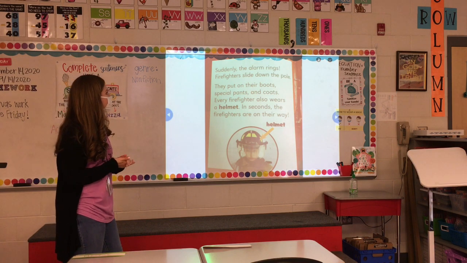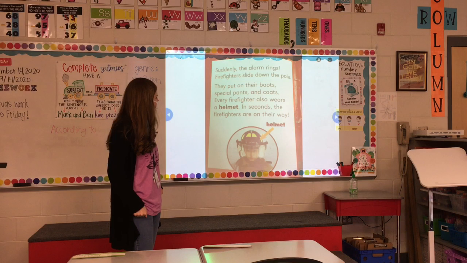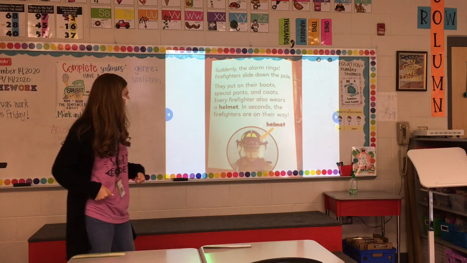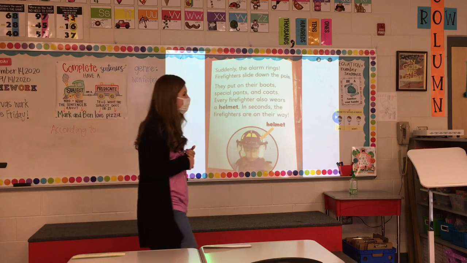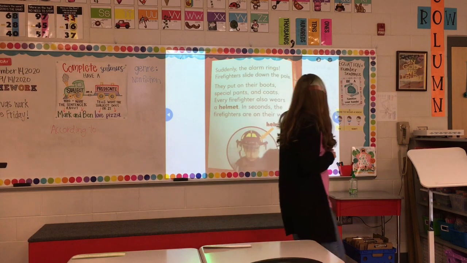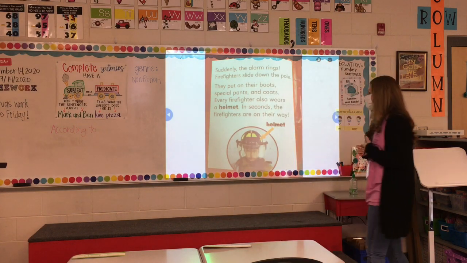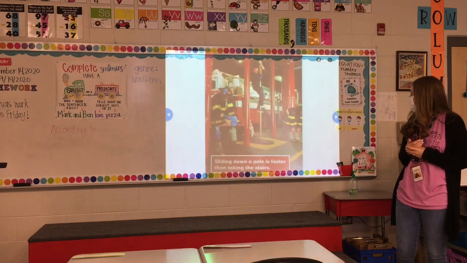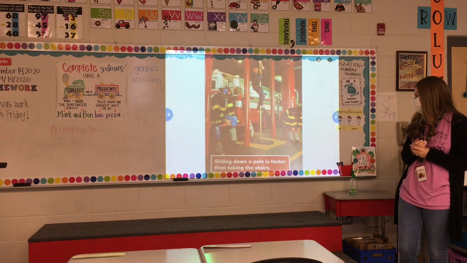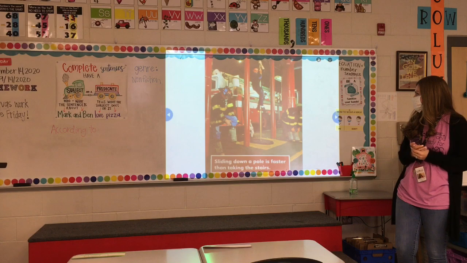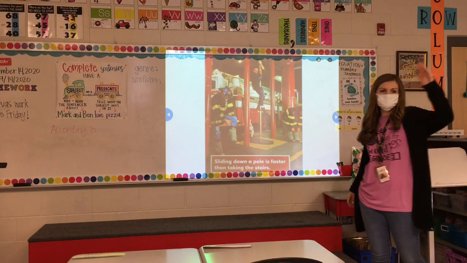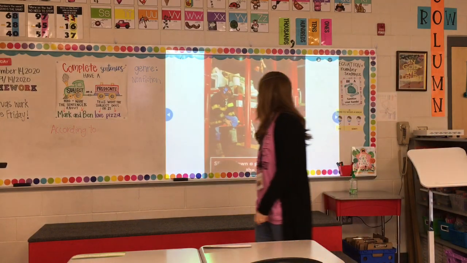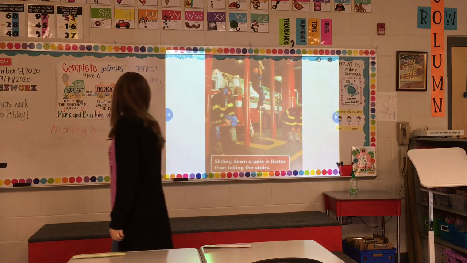Suddenly the alarm rings. Firefighters slide down the pole. They put on their boots, special pants, and coats. Every firefighter also wears a helmet. In seconds, the firefighters are on their way. Alright, flip. Sliding down a pole is faster than taking the stairs. So that's how they get from the top floor down to the bottom where the fire truck is. Alright, flip.